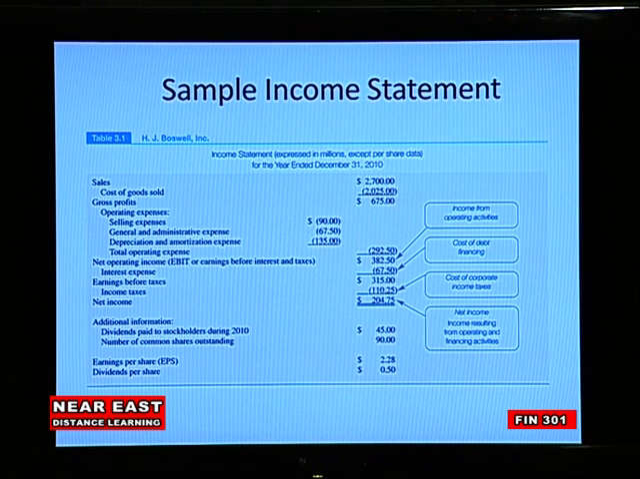Additional information includes dividends paid to stockholders during 2010, and the number of common shares outstanding to arrive at earnings per share, and dividend per share. The main idea of the additional information is to know earnings per share and dividend per share. How can we calculate earnings per share, and how can we calculate dividend per share?